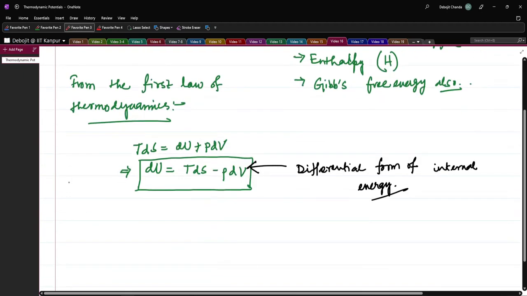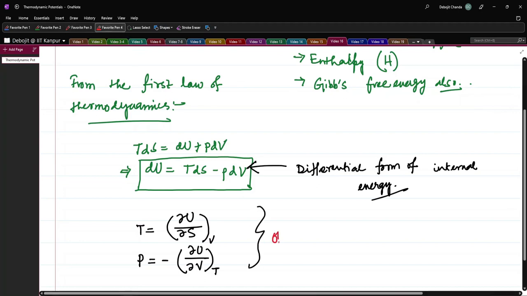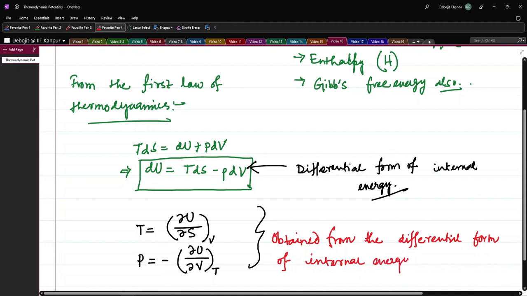and from this equation we can derive two quantities. One is the temperature, which can be derived as del U del S at constant volume, and another is the pressure, which can be derived as minus of del U del V at constant temperature. These two are obtained from the differential form of internal energy.